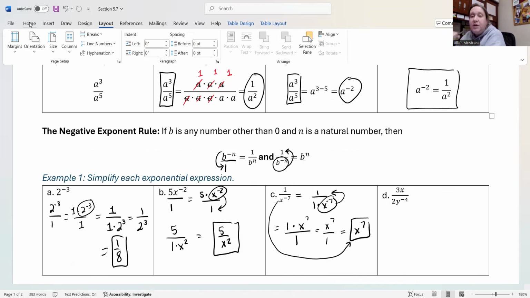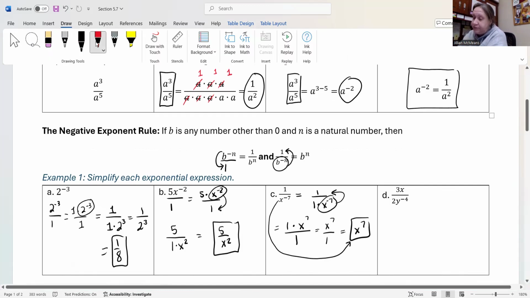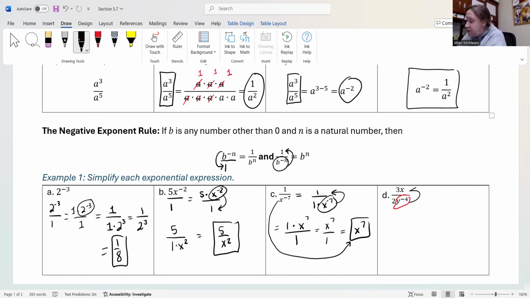Now, looking at part D, we have 4 distinct factors between the numerator and the denominator. In the numerator, we have 2 factors, 3 and x. In the denominator, we have 2 factors, 2 and y to the negative 4th power. Only one of those 4 factors is moving, and it is the y to the negative 4th power. That's the only thing moving, okay? So we want to move that to the numerator.